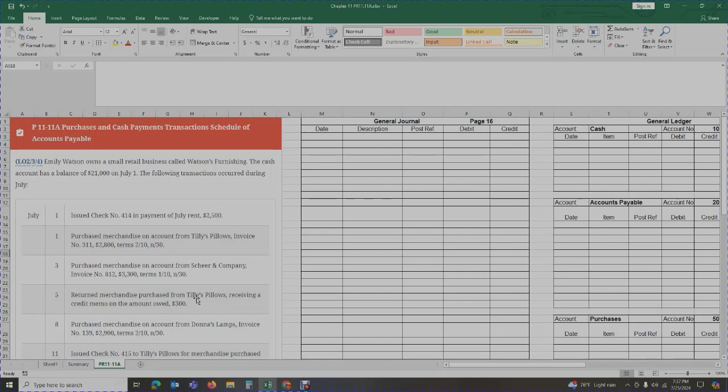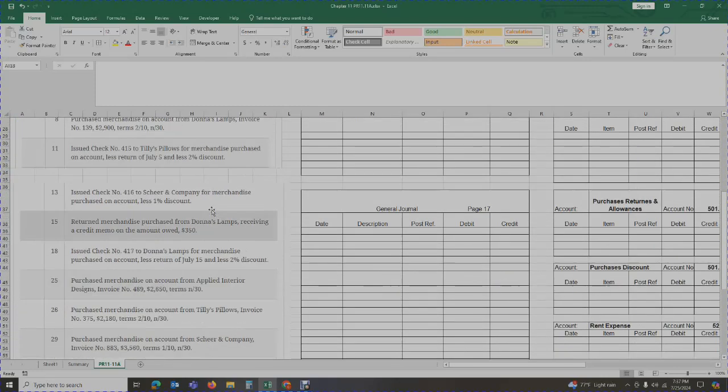Emily Watson owns a small retail business called Watson's Furnishing. The cash account has a balance of $21,000 on July the 1st. The following transactions occurred during July, and then we have a whole bunch of transactions.